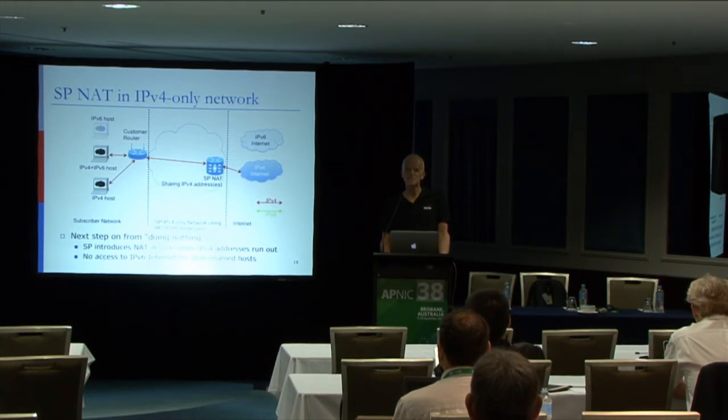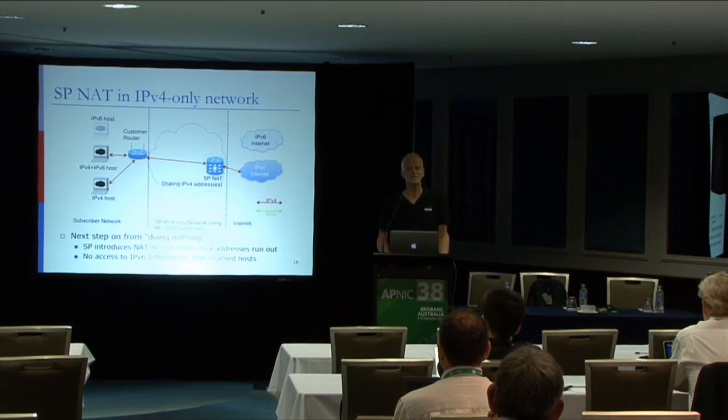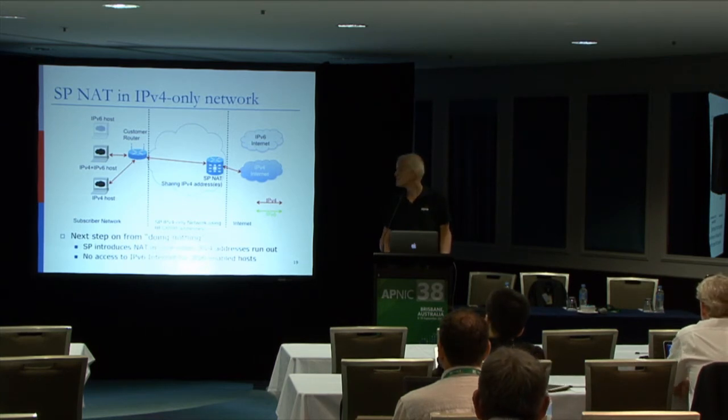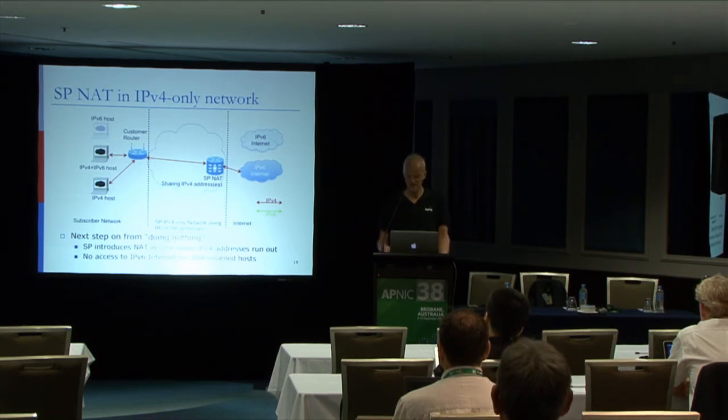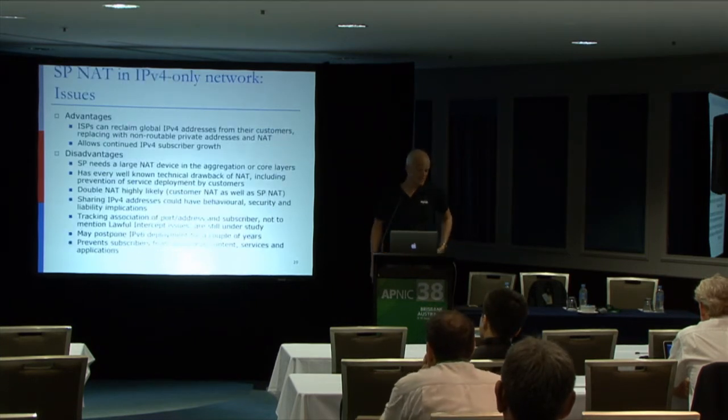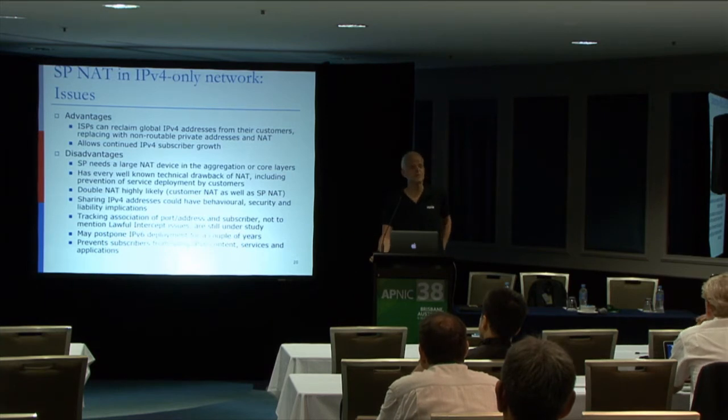This is such a simple picture, but the reality is you have to do a pretty major network redesign. If you're connecting to several different providers from your backbone, you can't just whop in one NAT box and deal with all the upstreams simply as you used to before. It does involve fairly significant network redesign. So yeah, there are advantages of this. You can reclaim global v4 addresses from your customers, and it allows continued v4 subscriber growth because you've got a bit more NAT space and so on.